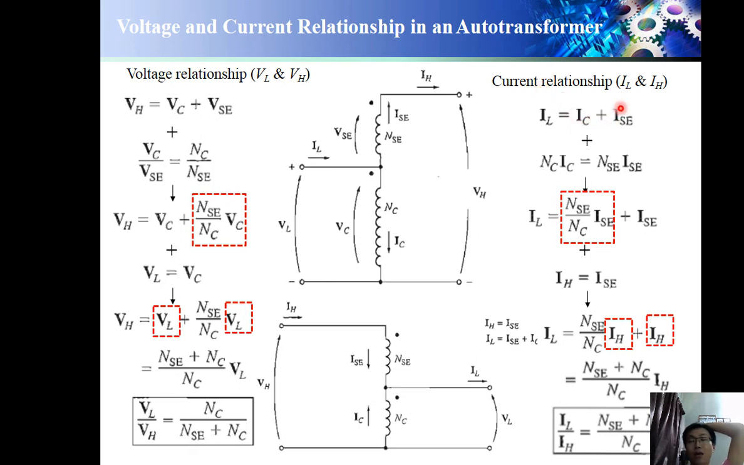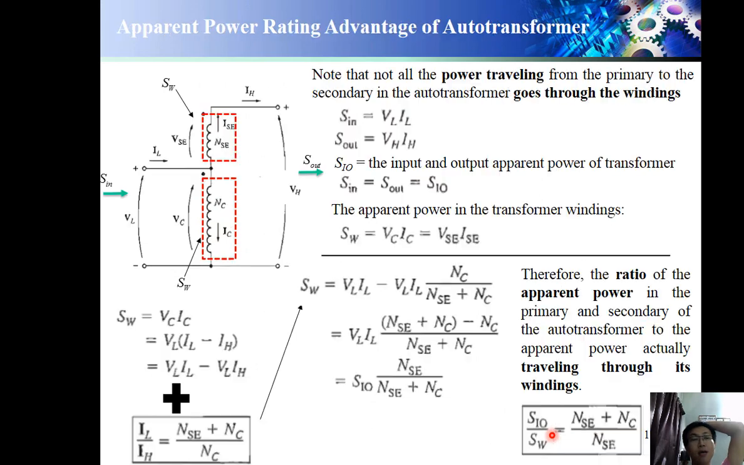So the current relationship for I low and I high. First of all, for the step up transformer, I low goes in, and comes out as IC and ISE. I low coming out actually comes from IH plus ISE. Then with NC, IC, NSE, ISE, I can substitute IC like this. Then I substitute ISE with IH, I have this. And then I found the relationship between IL divided by IH is actually the summation of the windings divided by the core winding. So remember these two equations, yeah?